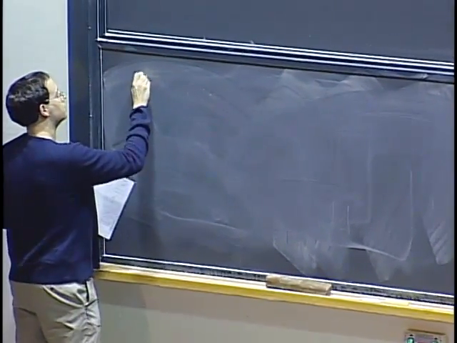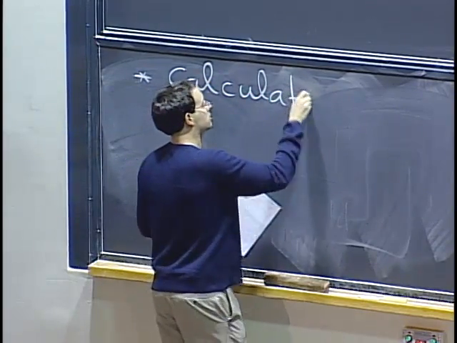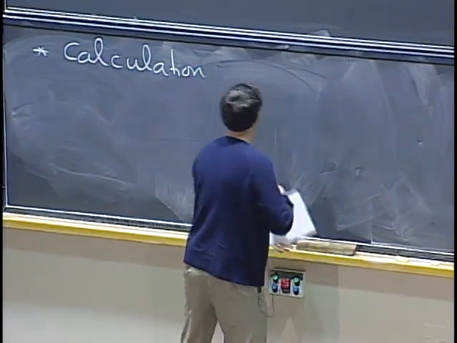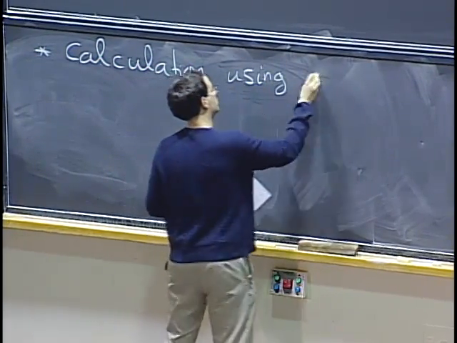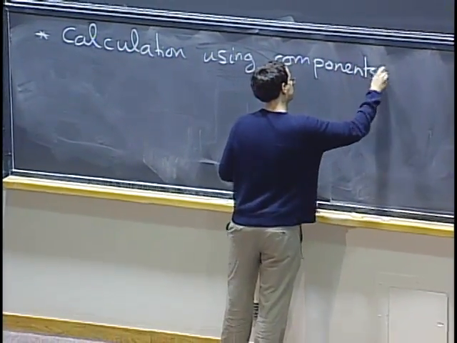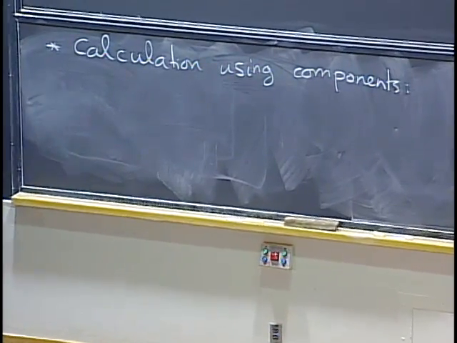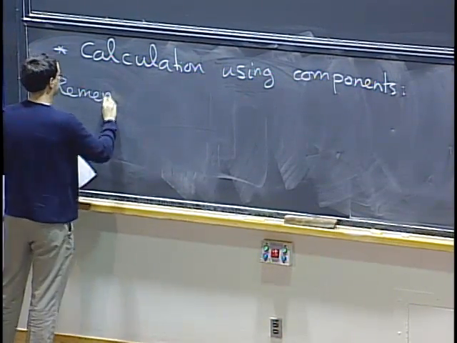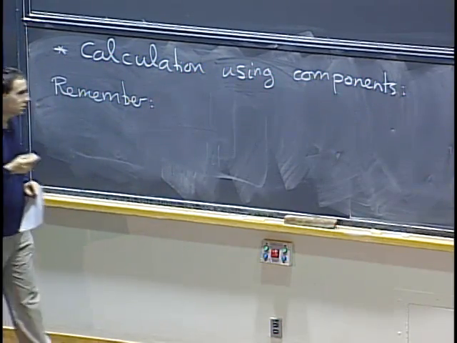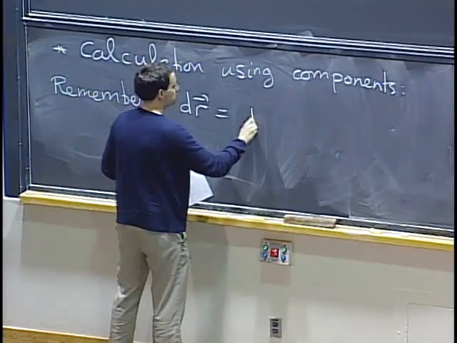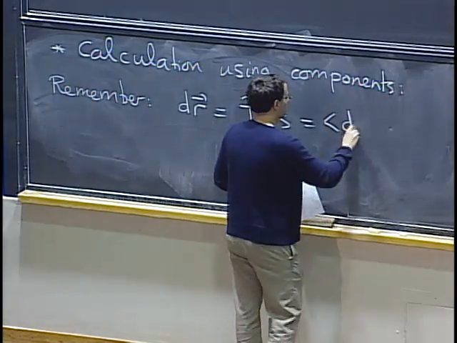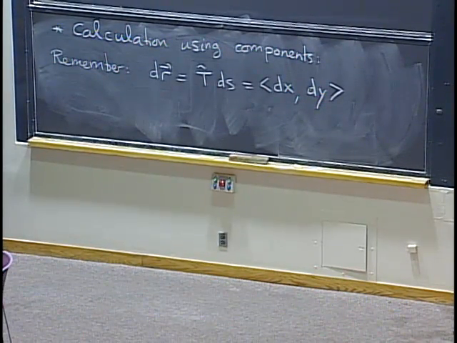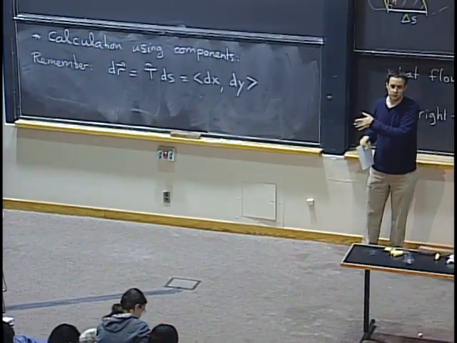So let's try to figure that out. Okay, so how do we do the calculation in coordinates? Or I should say maybe using components. So that's the general method of calculation when we don't have something geometric to do. So remember, when we were doing things for work, we said this vector dr, or if you prefer T ds, just becomes symbolically dx and dy. So that when you do the line integral of F dot dr, you get the line integral of m dx plus n dy.